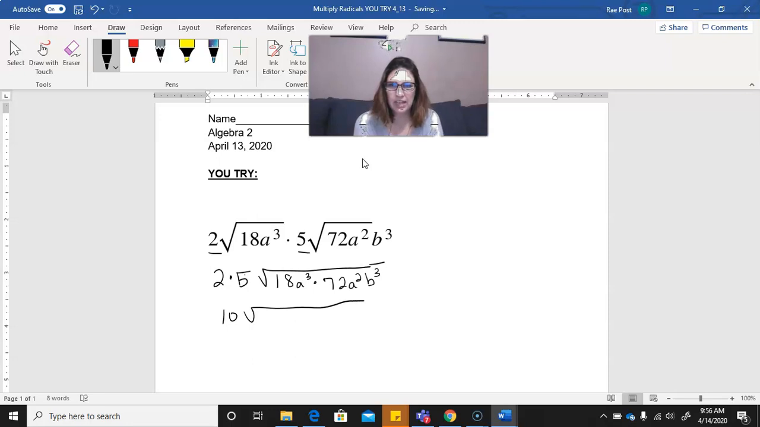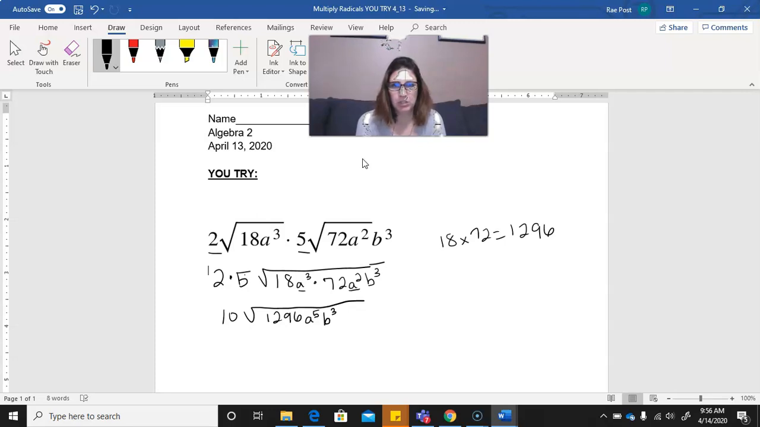On the inside, a strategy that I was hoping some of you would have done would be to multiply 18 times 72. If you were to do that on your calculator, you would have gotten 1,296. Then you would have brought together your a's. So a cubed and a to the second power: when you multiply variables or numbers with the same base, you add your powers. That's a to the fifth power. And then you would have just had b to the third. We just brought that down.